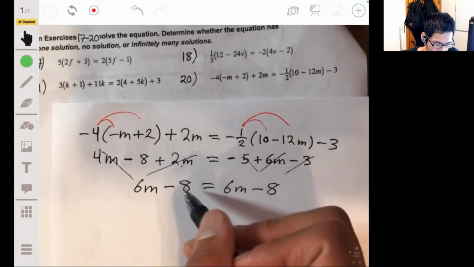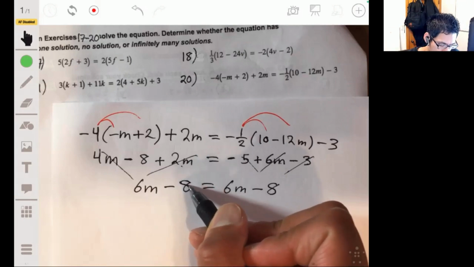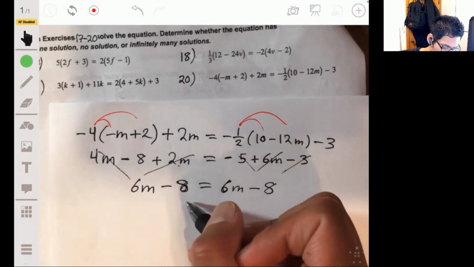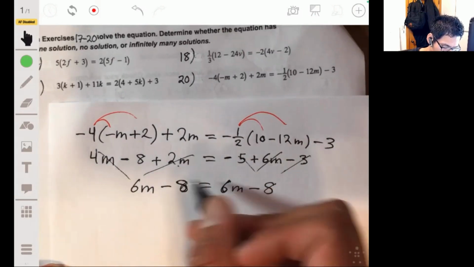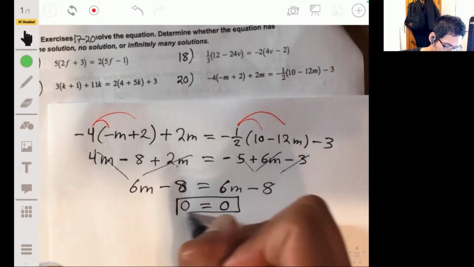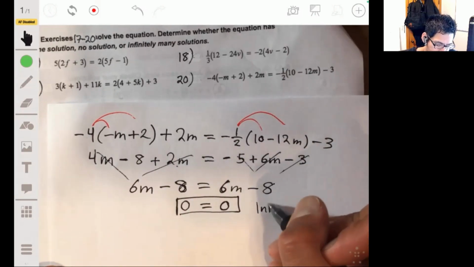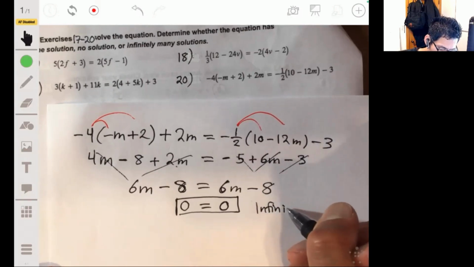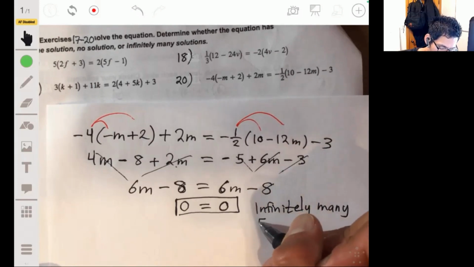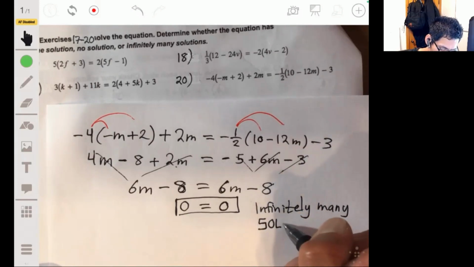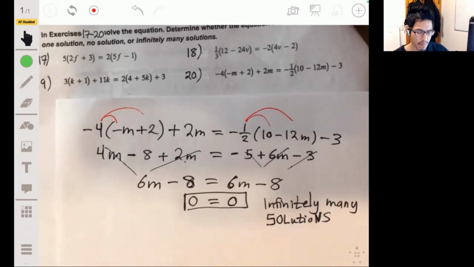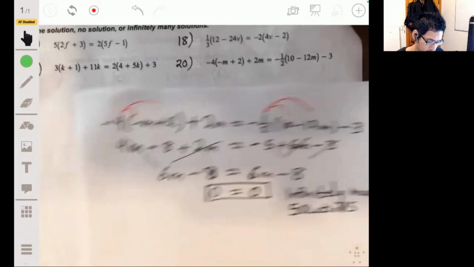Well, we can see there's exactly the same expression on both sides. So this is what's known as an identity equation. So we can eliminate the identical terms. You eventually will get 0 equals 0. So there are infinitely many solutions. Cool. All right, and that gets us to problem 20.